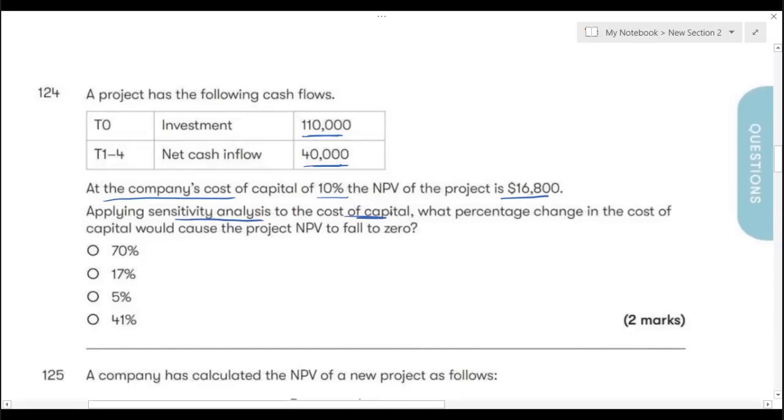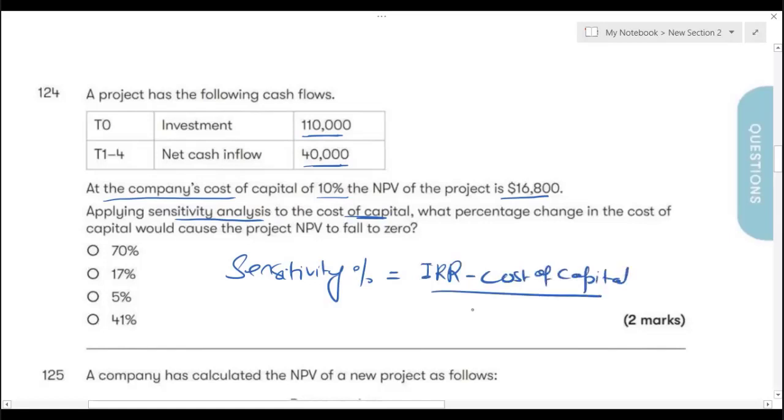Applying sensitivity analysis to the cost of capital, first you need to know the formula. Sensitivity percentage is equal to IRR minus cost of capital, divided by cost of capital, into 100. So this is the formula: IRR minus cost of capital divided by cost of capital into 100.